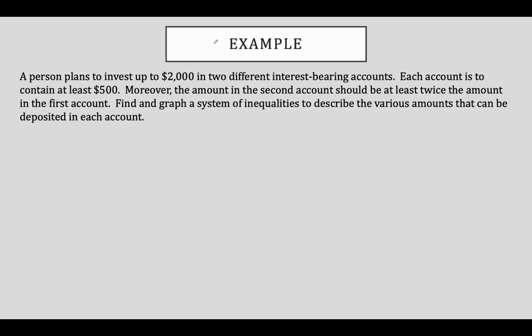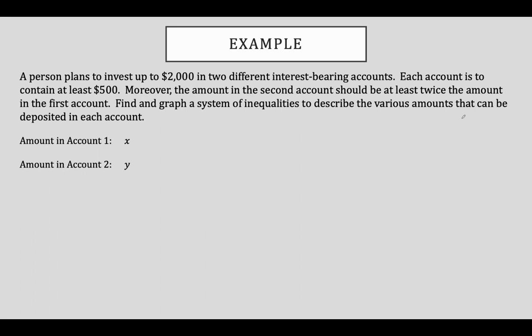So, as with any word problem, it's always a good idea to think about labeling variables. What are we trying to find? We are trying to find and graph the system that describes the amounts that can be deposited in each account. So, we have two accounts. That means we need to find the amount in account 1, and we need to find the amount in account number 2. And because we have two variables, let's call them x and y respectively. X is the amount in account 1, y is the amount in account 2.